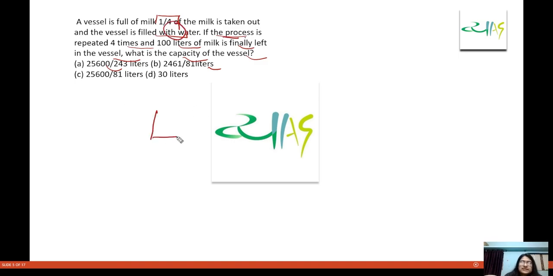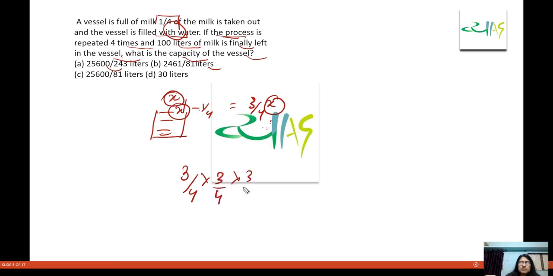So this is a vessel full of milk. Now see, if 1 by 4 of this milk is taken out, how much milk is left? 3 by 4 times of milk. Let's say we have x quantity of milk here, so we are left with 3 by 4 times of x. And it is saying this process is repeated 4 times. So after 4 times we will have 3 by 4, 3 by 4, 3 by 4 and 3 by 4 times of x.